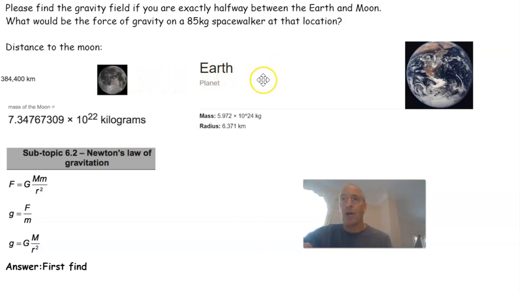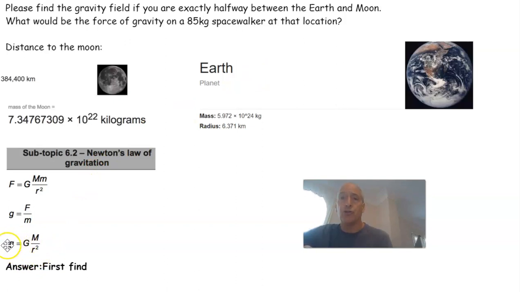And if we're exactly halfway, I hope your common sense says that the gravity field due to the Earth should be bigger than the gravity field due to the moon, which it is because the moon has a much smaller mass than the Earth. Not much smaller, 100 times smaller, roughly. But in any case, what would the gravity field be in the middle? Let's figure that out. It's pretty plug and chug.